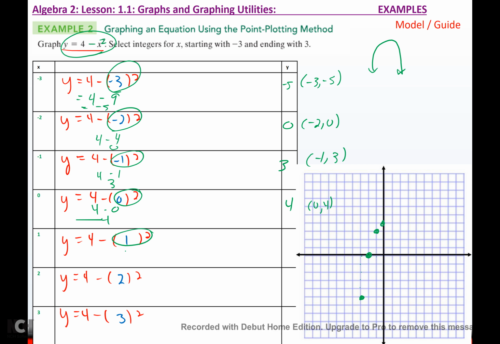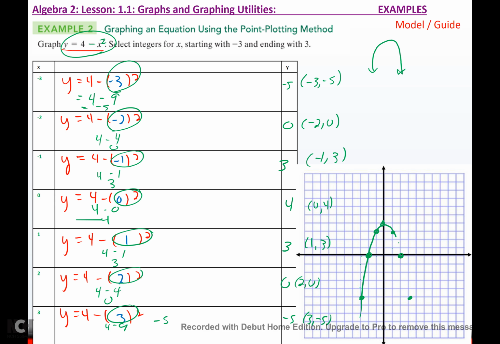Okay, 1 squared is 1. 4 minus 1 is 3. That ordered pair is 1, 3. Are you starting to see it? Okay, 2 squared is 4. 4 minus 4 is 0. That ordered pair is 2, 0. And 3 squared is 9. 4 minus 9 is negative 5. That ordered pair is 3, negative 5.